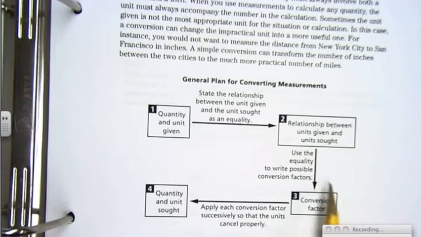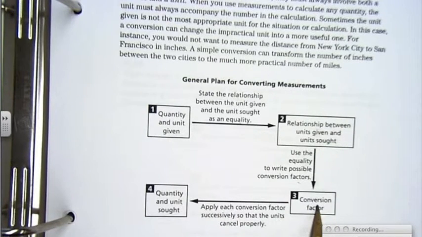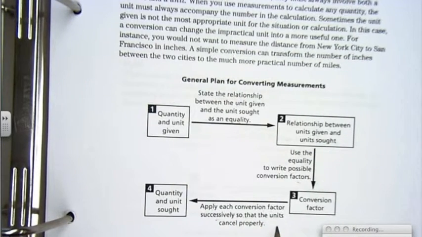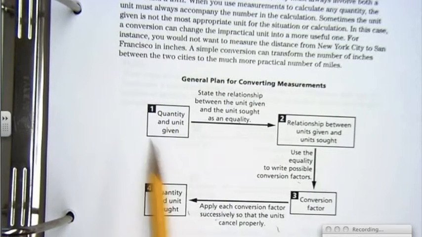Then you use the equality to write possible conversion factors. You find the right conversion factor and apply each conversion factor successively so that the units cancel properly, and then you have the quantity sought. You go through these steps.